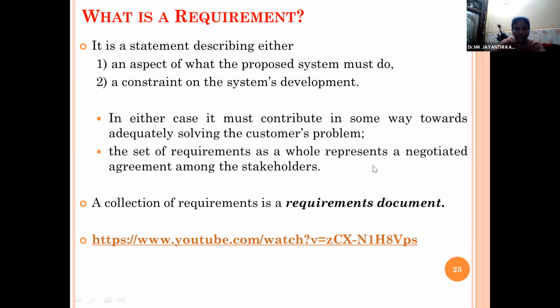A collection of requirements is a requirements document. So we will collect the requirements from the end users and the domain, and we will create a requirements document. Any doubt, what is software requirements? Any doubt so far in part 2? So, domain analysis document and software requirements.